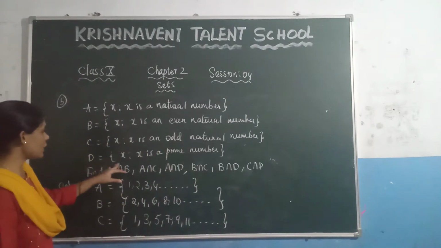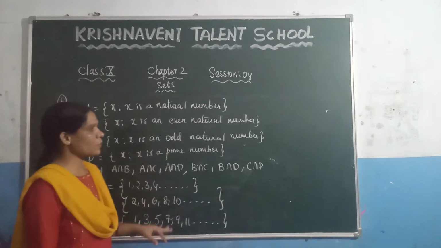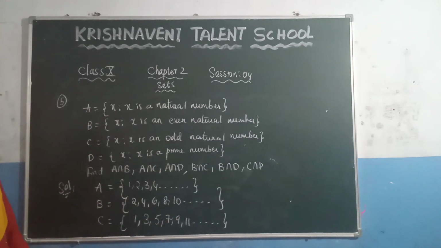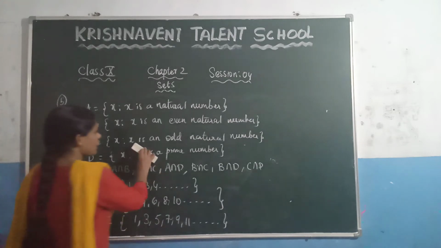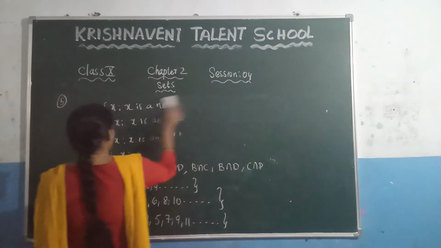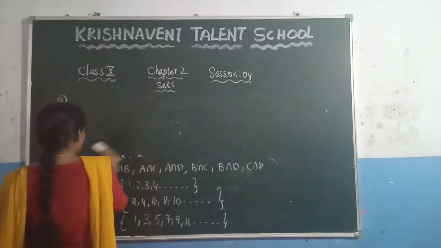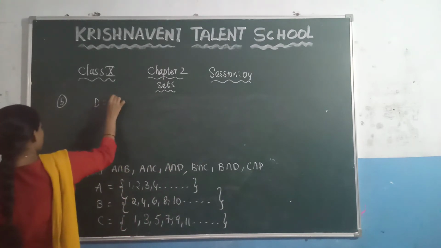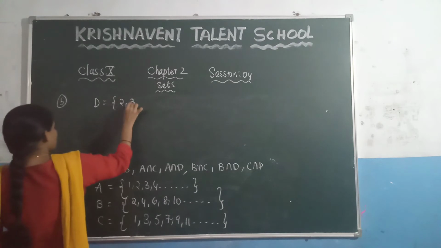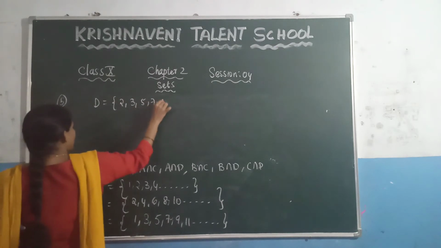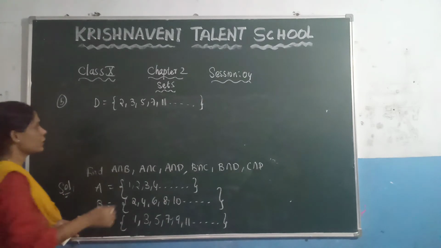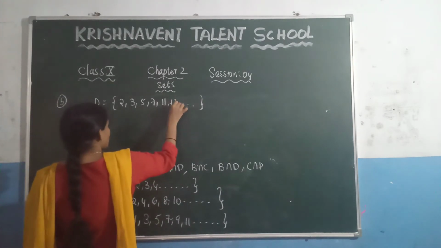And what is the set given here? X is a prime number. That means you need to write the prime numbers. So what are prime numbers? The numbers that contain only 1 and itself as factors, we call those prime numbers. So the set D, which is nothing but the prime numbers, is 2, 3, 5, 7, 11, 13, 17 and so on. These are the set of the prime numbers.